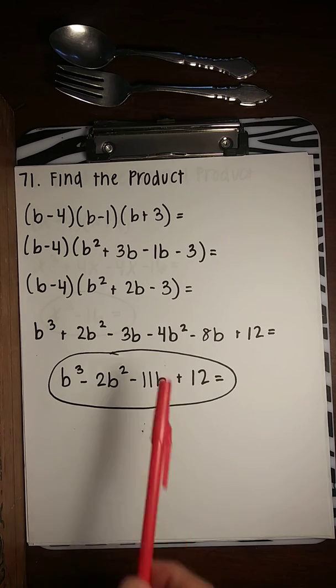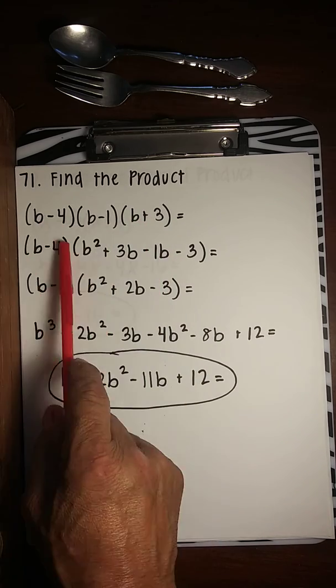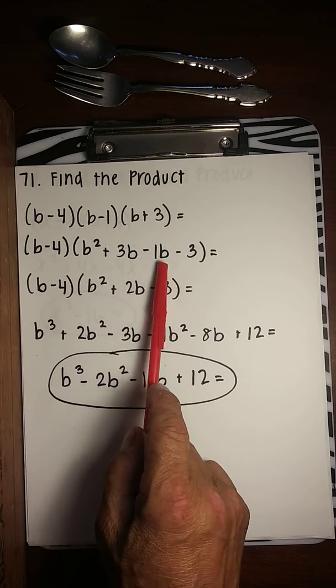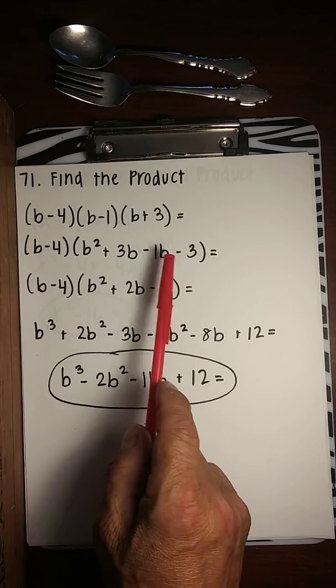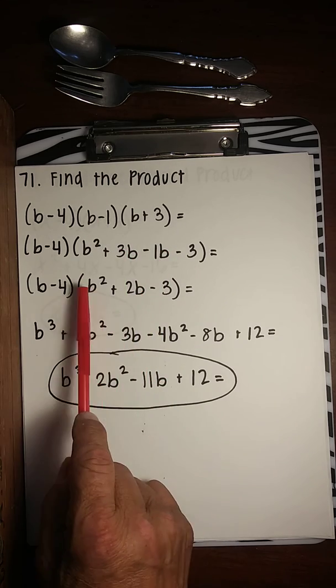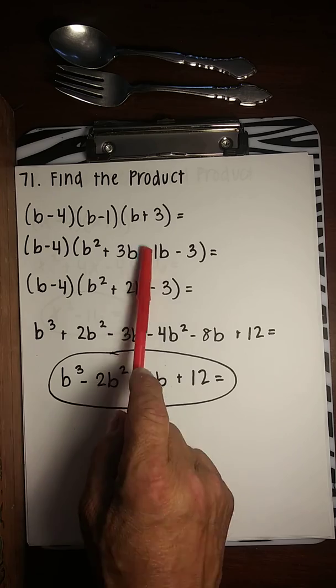Find the product of 3. Split the last 3. The last 2 right here first, and these 3. So that's on that b squared, that's on that 3b, that's on that negative 1b, that's on that negative 1, negative 3. So now this and this can give you 2b. So now we have b squared plus 2b minus 3.